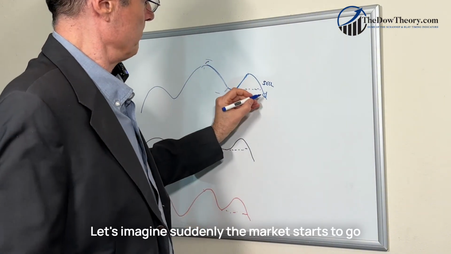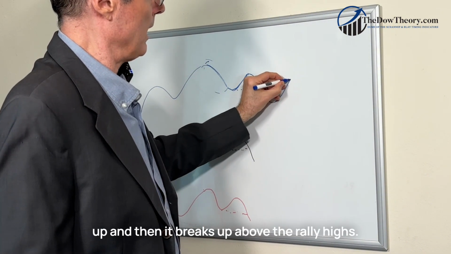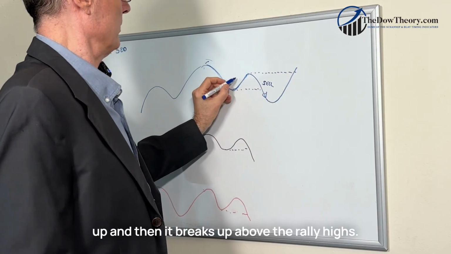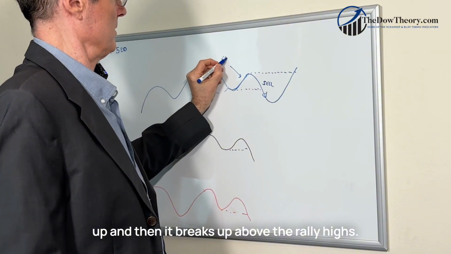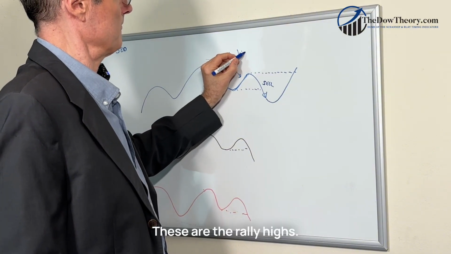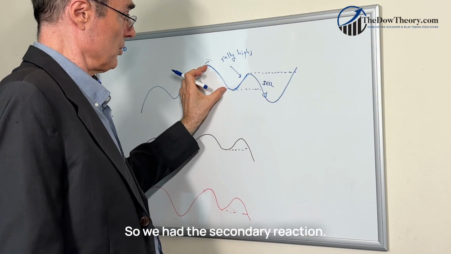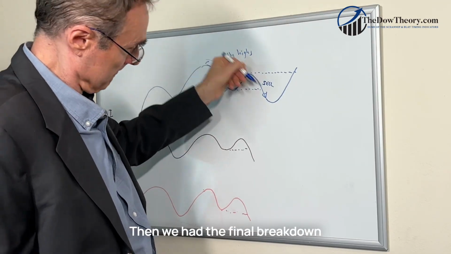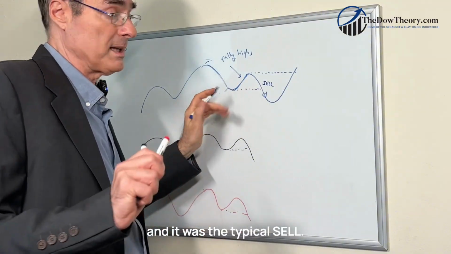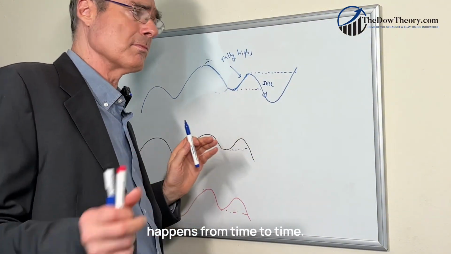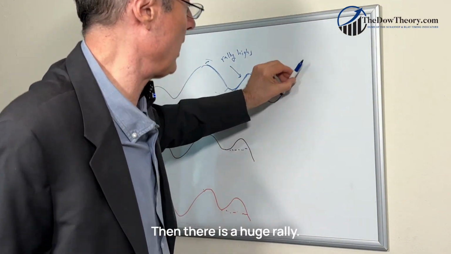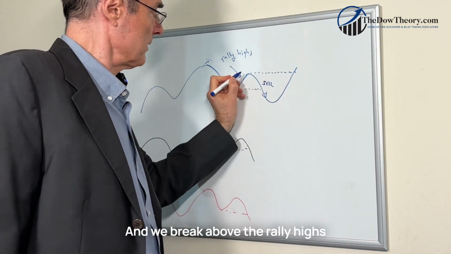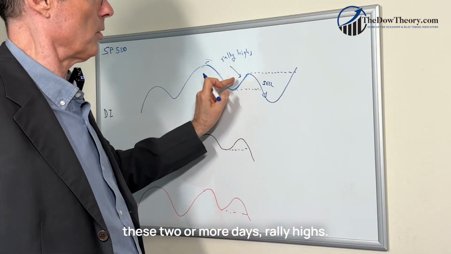Let's imagine suddenly the market starts to go up and then it breaks up above the rally highs. These are the rally highs. So we had the secondary reaction. We had that at least 2 days rally. Then we had the final breakdown, and it was the typical sell. But let's imagine this happens from time to time. Then there is a huge rally, and we break above the rally highs, these 2 or more days rally highs.